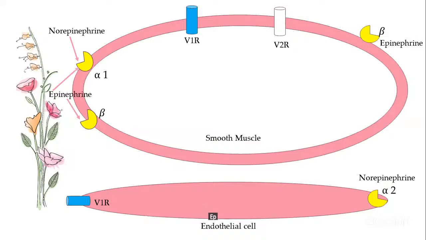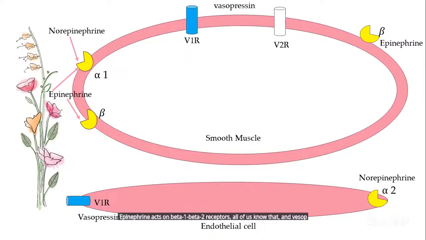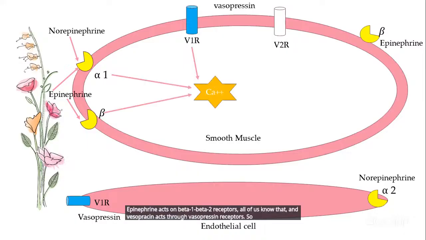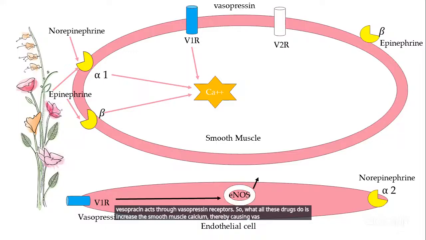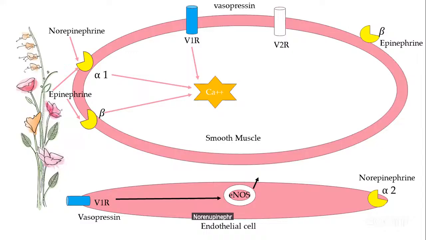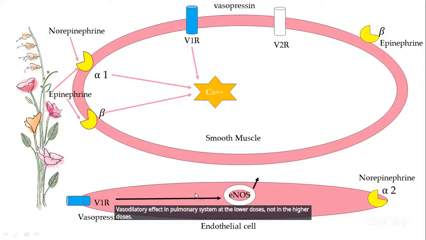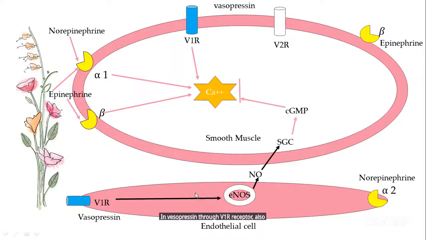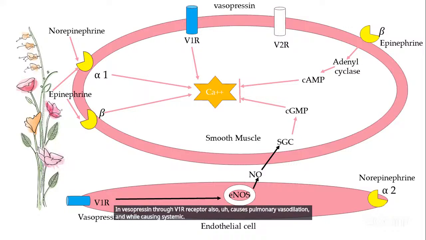Epinephrine acts on beta 1, beta 2 receptors, all of us know that, and vasopressin acts on vasopressin receptors. What all these drugs do is increase the smooth muscle calcium, thereby causing vasoconstriction. Norepinephrine also, through alpha 2 receptors, has a mild vasodilatory effect in the pulmonary system at the lower doses, not in the higher doses. And vasopressin through the V1R receptor also causes pulmonary vasodilation while causing systemic vasoconstriction.